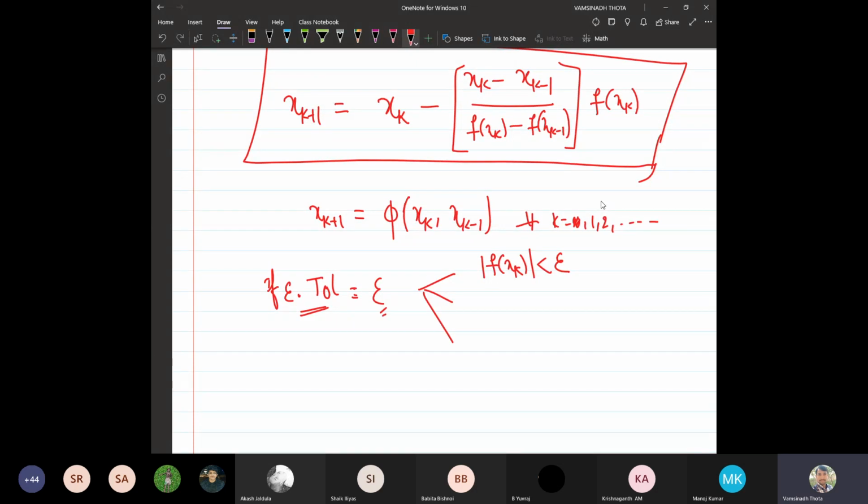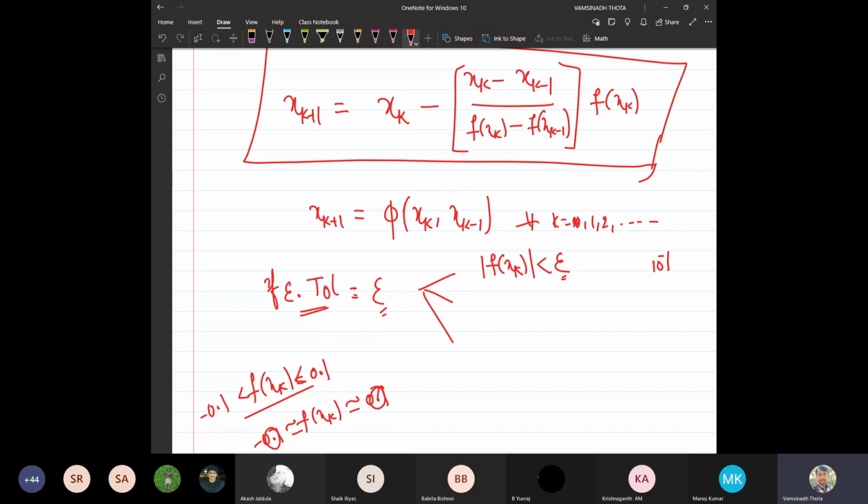Why? Because here epsilon can be as small as possible. If you take 10 to the power minus 1, then the f(x_k) value is less than 0.1 and of course bigger than minus 0.1. So basically f(x_k) is approximately equal to either 0.1 or, on this side, minus 0.1. So I can consider it as 0, right?